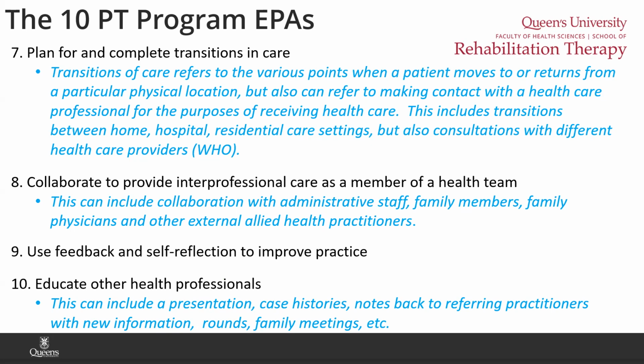EPA number 8 is collaborate to provide interprofessional care as a member of a health team. And again, interpreting this EPA more broadly than thinking about needing to have a very dedicated, specific interprofessional team at your clinical site, that can include collaboration with administrative staff, family members, family physicians that you might be writing back and forth and communicating with about a particular client, and other external allied health professionals. So again, it doesn't have to necessarily be that we have an interprofessional team on site, but more thinking broadly about who you are communicating back and forth with.